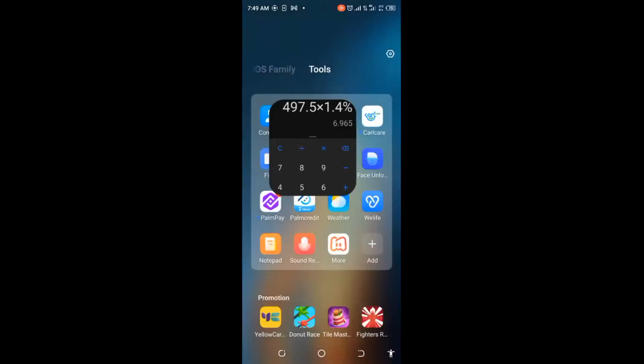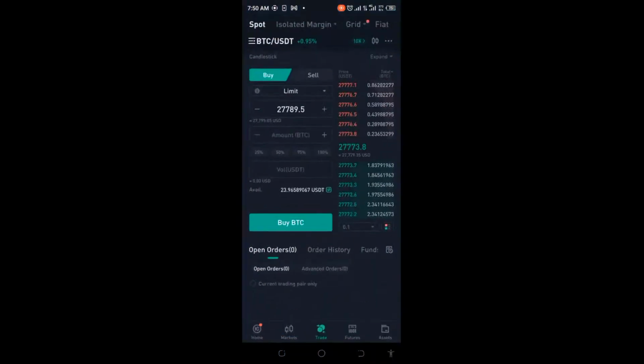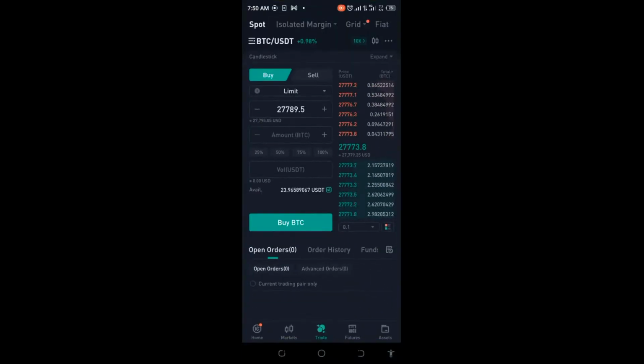So let's assume that what we have left is $497.5. Let's multiply by 1.4%. We'll make about $7 on a $500 capital. So that's what I'm trying to bring out to you now. Of course, I'm intentionally showing you this with a smaller capital, so that if we can make profit with this amount, obviously making profit with a bigger amount is guaranteed.